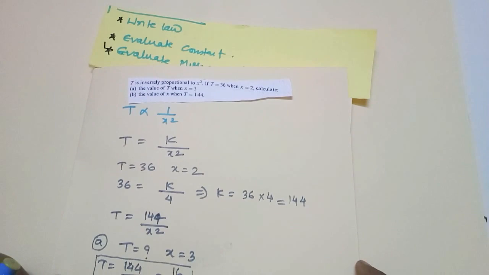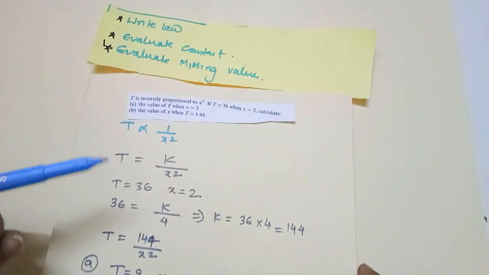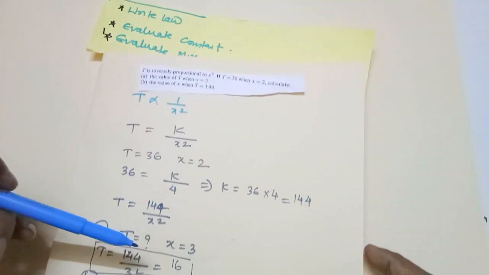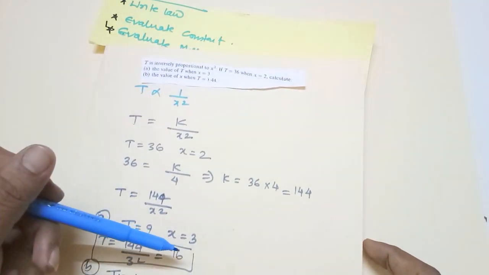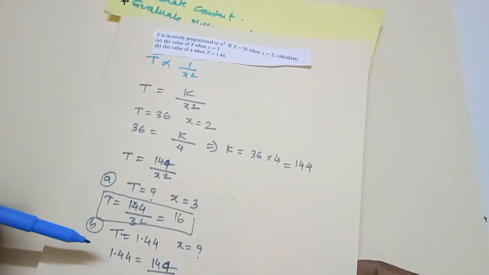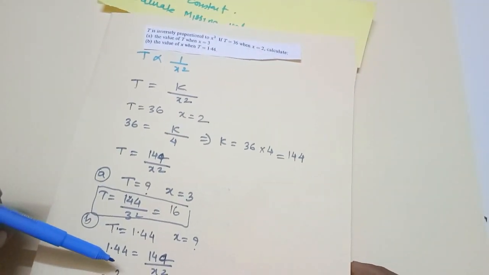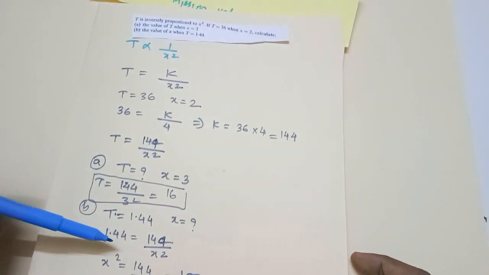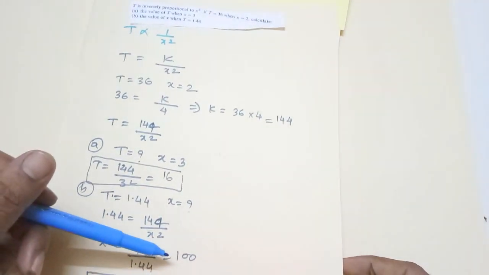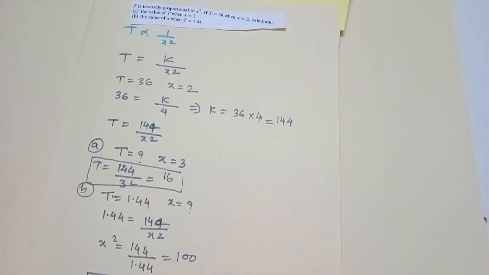The final step is to evaluate the missing values. Find t when x is 3. It's pretty straightforward. Plug it into the equation. Next, find x when t is 1.44. So 1.44 equals 144 over x squared. So you're going to get x as 100. Hope this helped you.